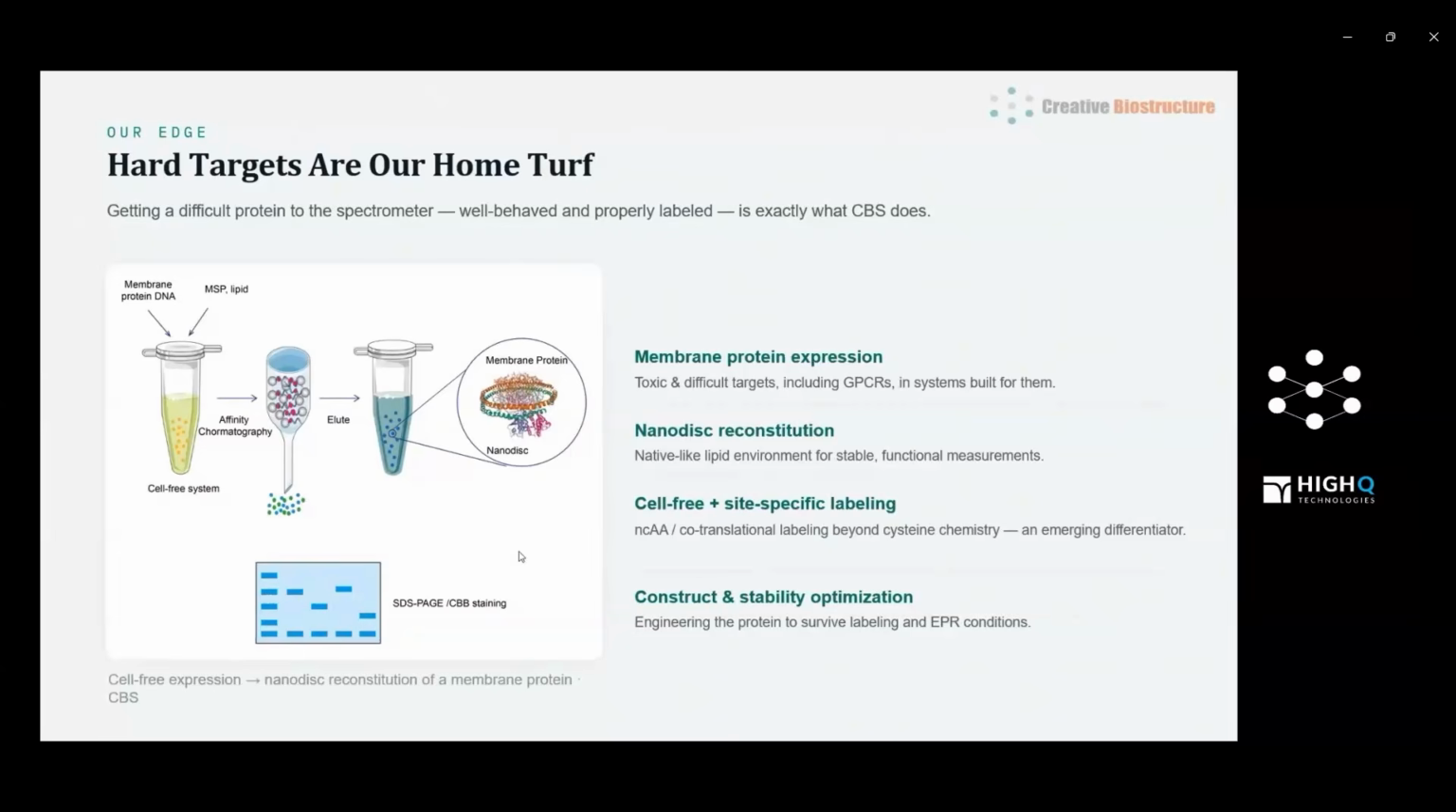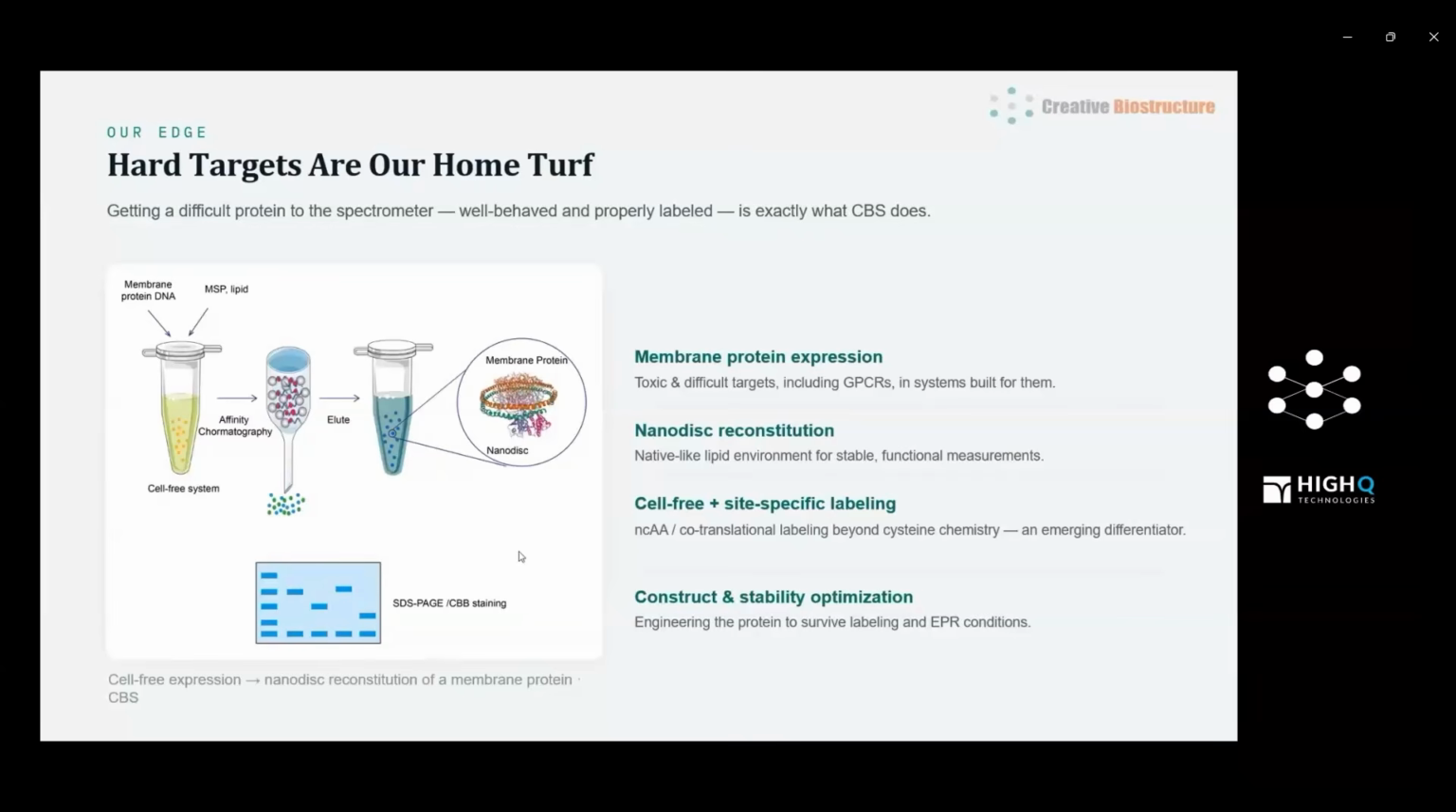They allow non-canonical amino acids to be incorporated during translation, which places a label at positions that chemistry might not reach, including sites that become buried once the protein folds. So for difficult membrane proteins, co-translational insertion into nanodiscs is possible. But that demands work. It's exactly the kind of problem this collaboration can be built to take on.